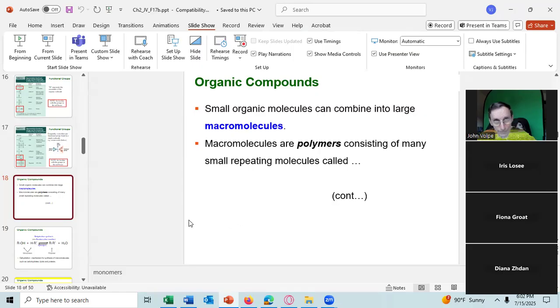String structure, that's what I'm trying to say. So you just hook the glucose together on a long string, one after the other, and then you get starch. Any question about any of that?